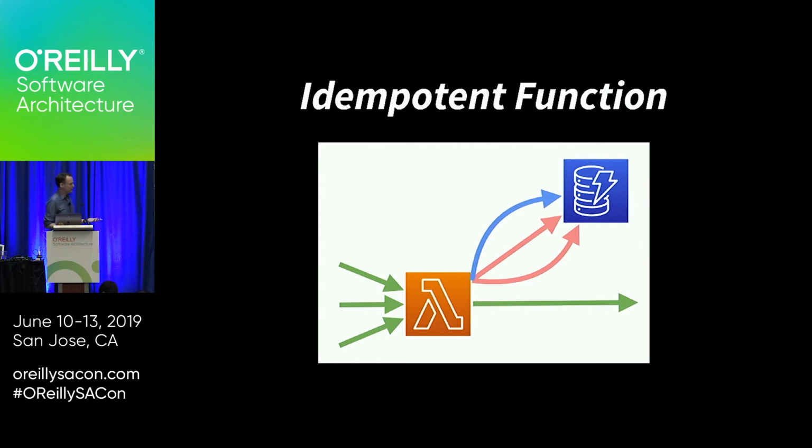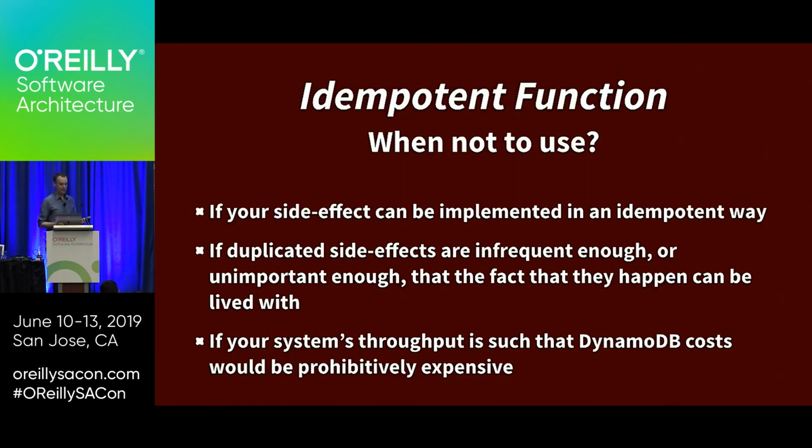Now, one of the reasons I wanted to talk about this pattern is I think it's a great pattern in a very small set of circumstances. I think there are many, many times where you wouldn't want to use this pattern. So, for example, if your side effect downstream can be implemented in an idempotent way itself, in that you can call your downstream systems multiple times with the same inputs, and it will have the same behavior as if you'd just done it once, that's a much, much better way of solving this problem.